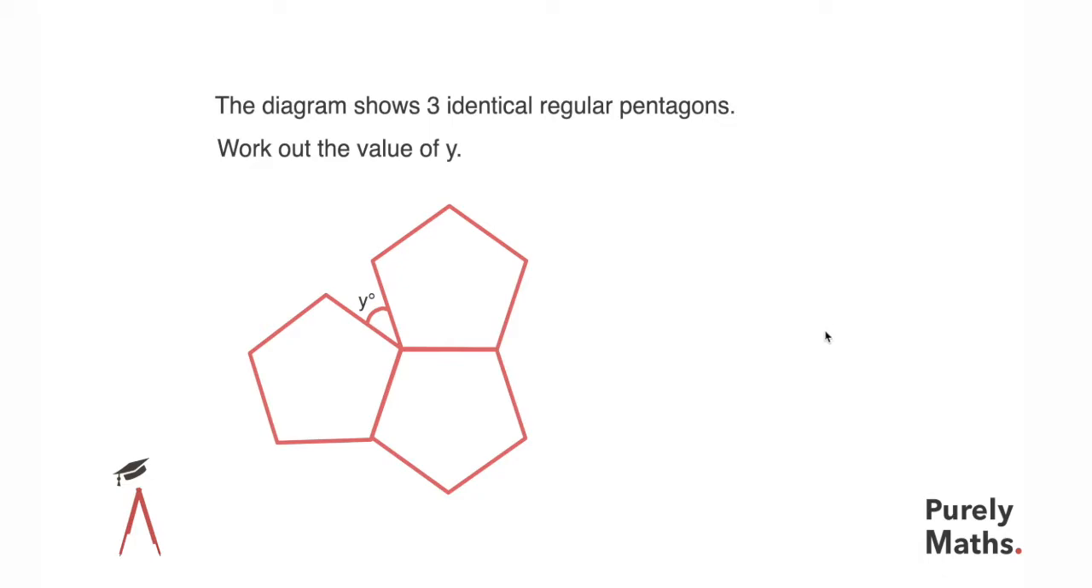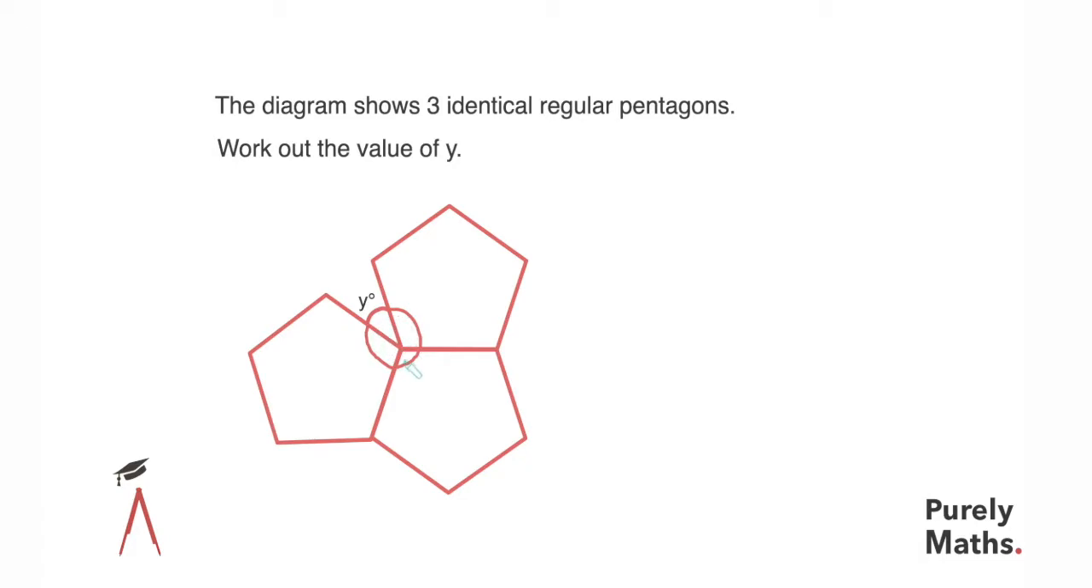Okay, let's have a look at this one. The diagram shows 3 identical regular pentagons. Work out the value of y. So you can see angle y is tucked in between these 2 pentagons here. It actually forms a full turn with these 3 angles here. 1, 2, and 3, which is pretty cool.